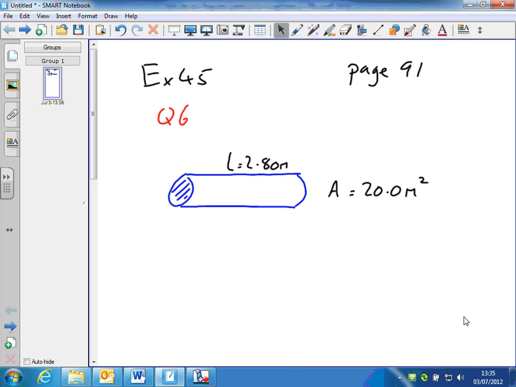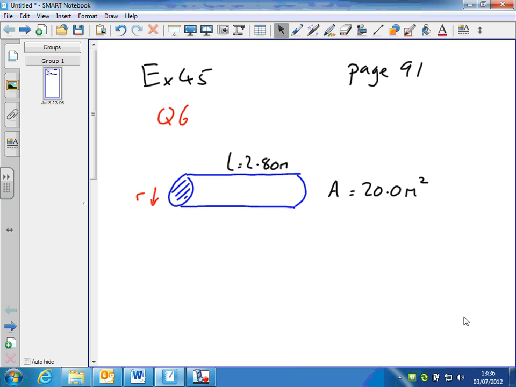Exercise 45, question 6. In this one we've got a cylinder. We know the length of the cylinder and we know that the area is 20 square meters. And we want to find the radius. What is the value for the radius of this cylinder? So that's this, the radius of the end here, r, from the center to the outside.